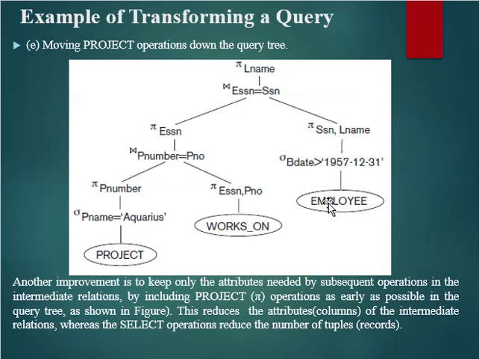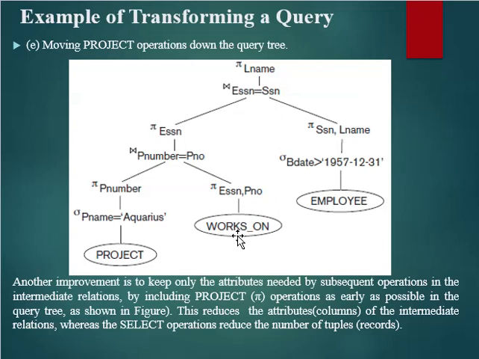So firstly, from the employee table we will remove the unwanted tuples using the condition birth date is greater than 1957, and then we remove the unwanted columns, or we select only the required attributes: pi SSN, LNAME. This SSN and LNAME are required in the higher levels of this tree. The SSN is required in this joining operation and LNAME is required in the final project operation.